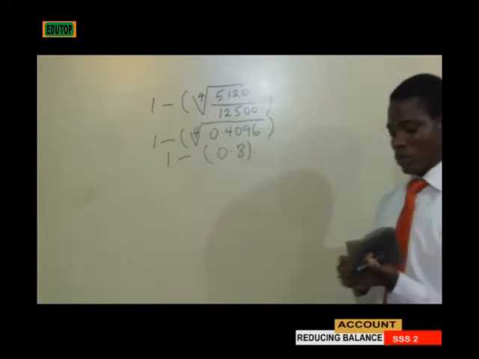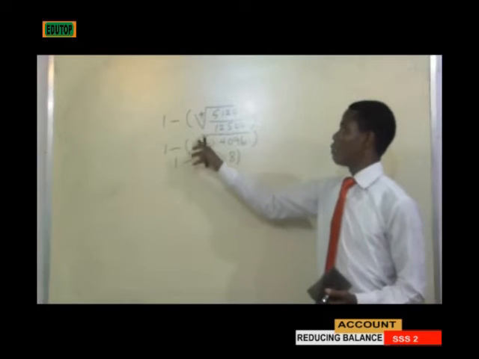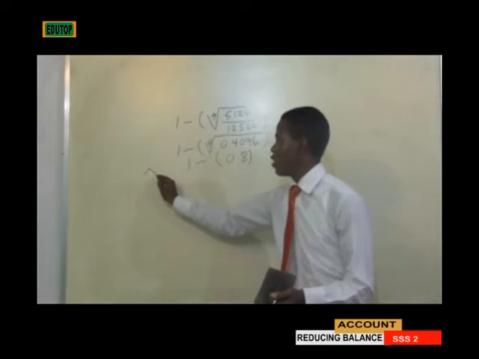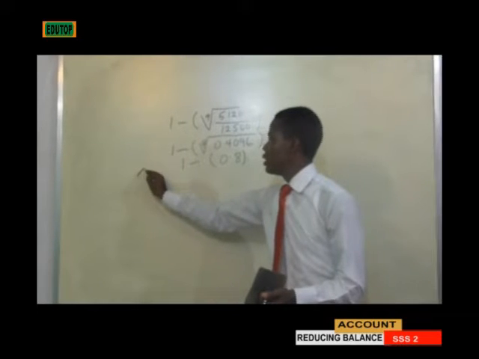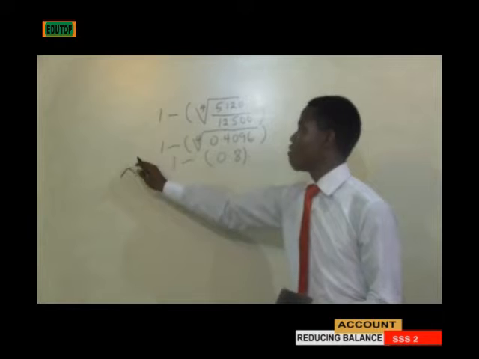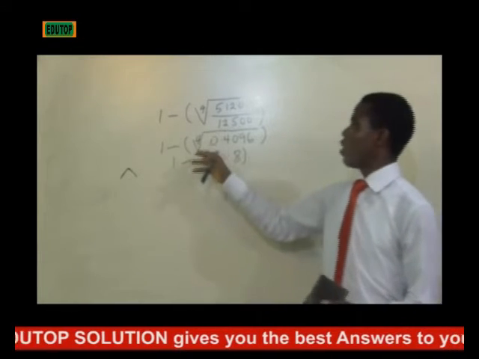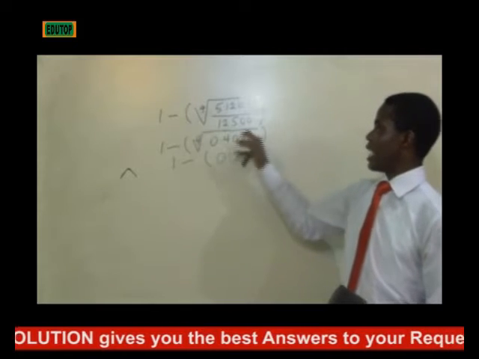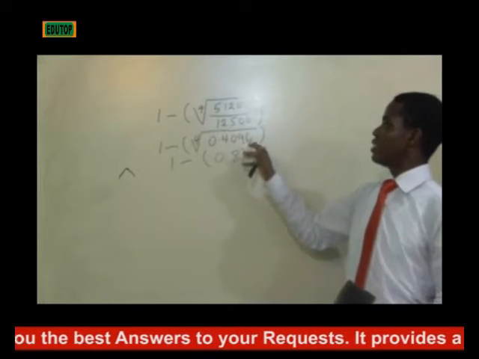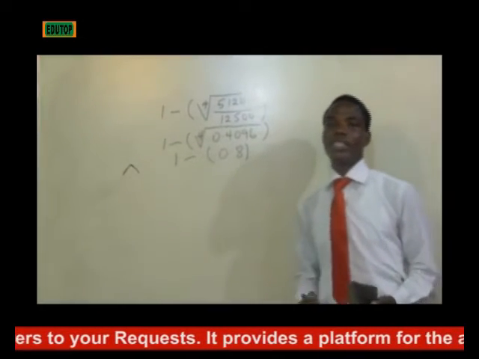When you press your calculator, you press the second function and press the root sign. There is a sign in the scientific calculator, this sign. That means it is talking about the root, here the fourth root. So that's how you do it. Then you press 4, then under it it will show a sign like this, then you press 0.4096, and the answer will give you 0.8.